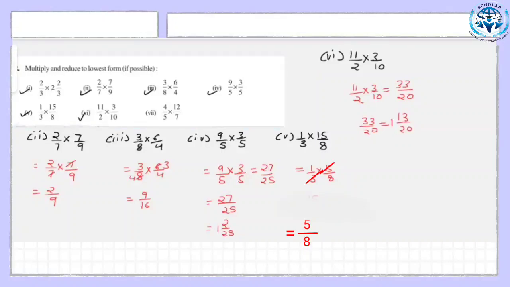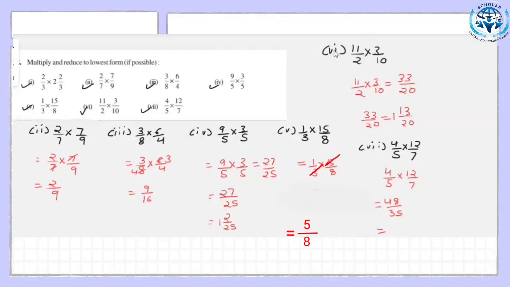The last part, 4 by 5 into 12 by 7. Now, we can see that no pair of numbers come in one table. That means we have to just multiply the numerator with the numerator, 12 4s are 48, and denominator with the denominator, 7 5s are 35. Answer is 1 13 by 35 in the mixed fraction.